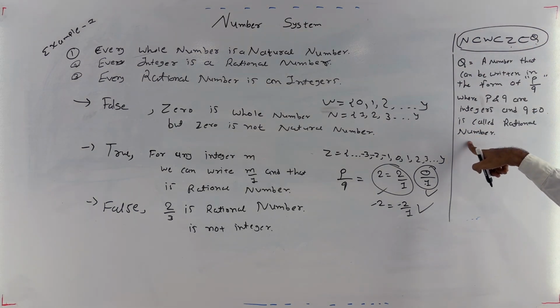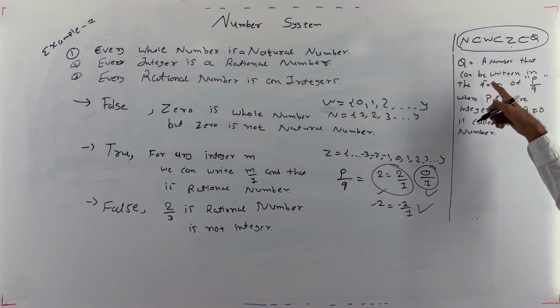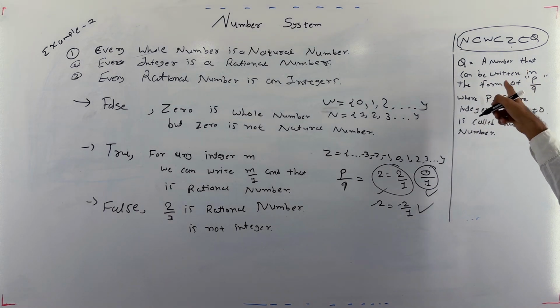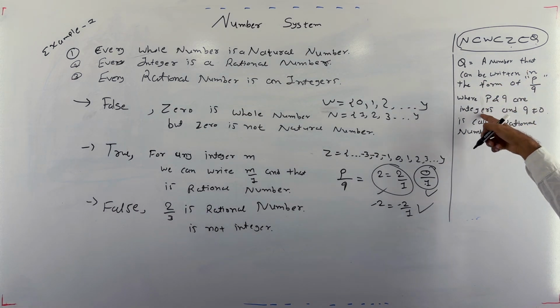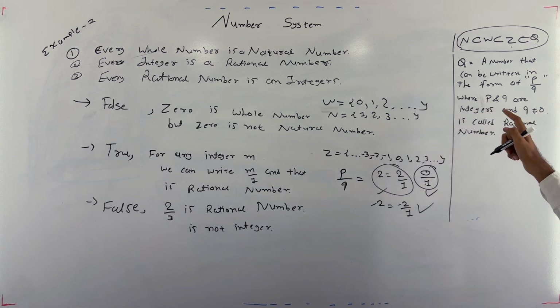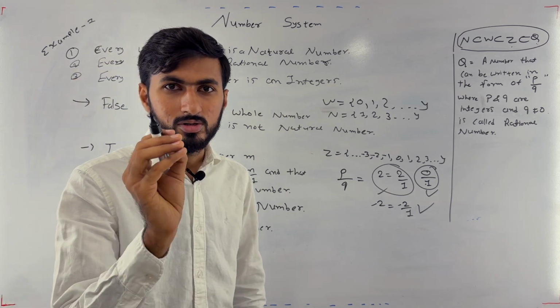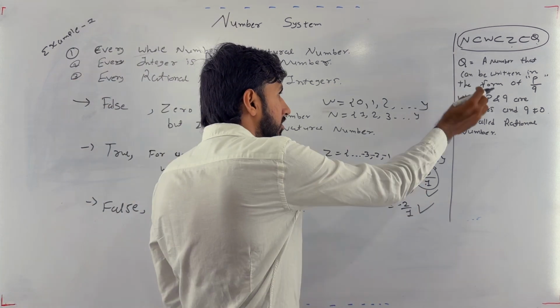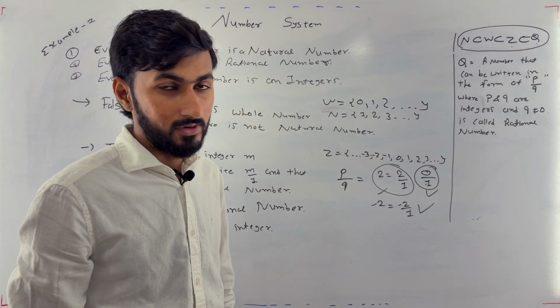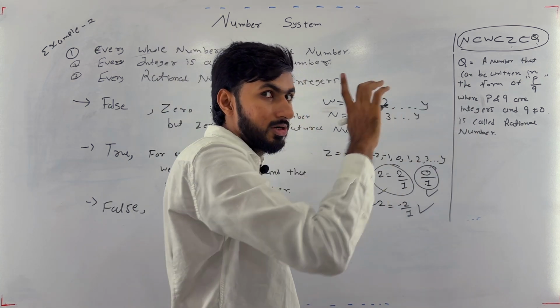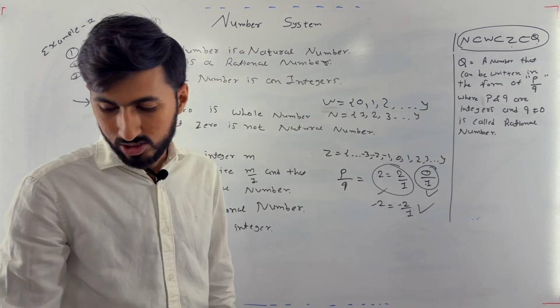This is the definition for rational numbers. A number that can be written in the form of p by q, where p and q are integers and q does not equal 0, is a rational number. What a rational number is, you should remember. That is written in the definition. You can change the language, but the meaning should not be changed, right?